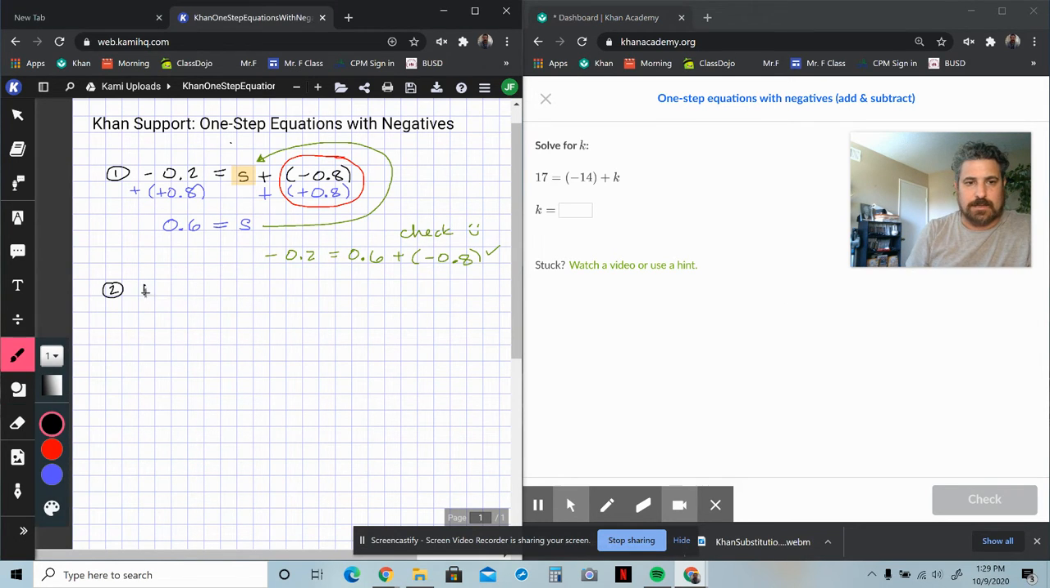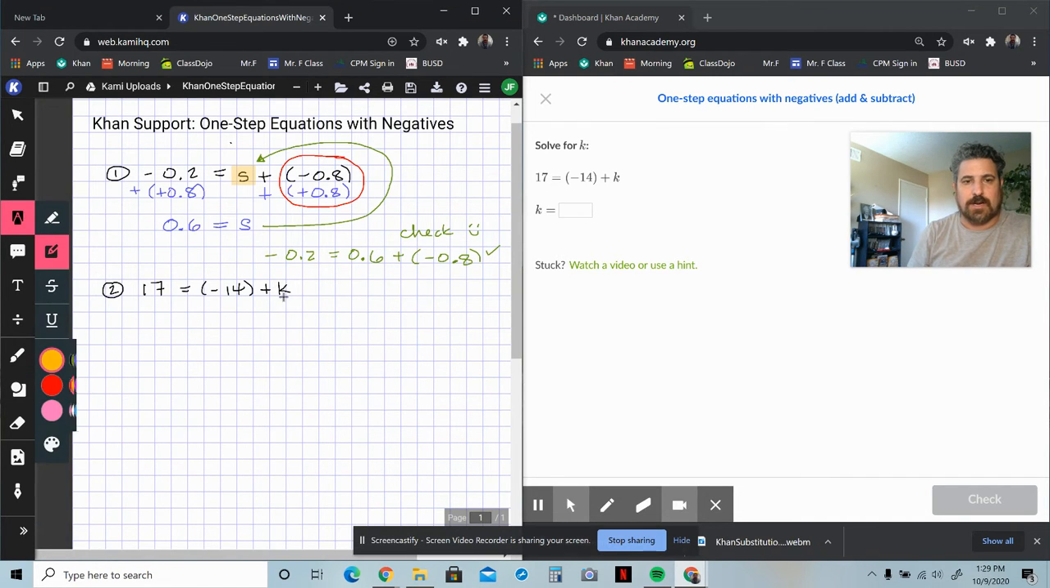So here we've got 17 is equal to negative 14, and you're going to add k to that. You want to get the k by itself. We call that isolating the variable. So you're trying to get that k all by its lonesome. Well, what's happening to that k is negative 14, right? You're taking away 14, you're adding a negative 14. So you got to get rid of that plus a negative 14.